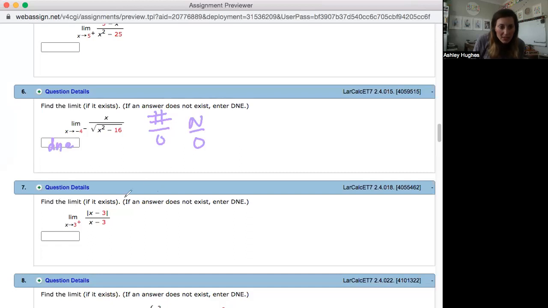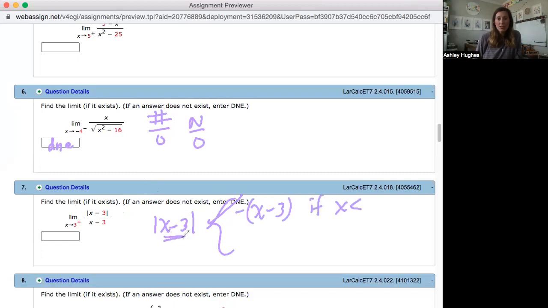Find the limit if it exists. If the answer does not exist, enter DNE. So if I plug in 3 from the right, if you remember we did examples like this. So the absolute value of x minus 3, what happens is it's a piecewise function. It's negative x minus 3 if x is less than 3, where this equals 0, and it's positive x minus 3 if x is greater than or equal to 3.